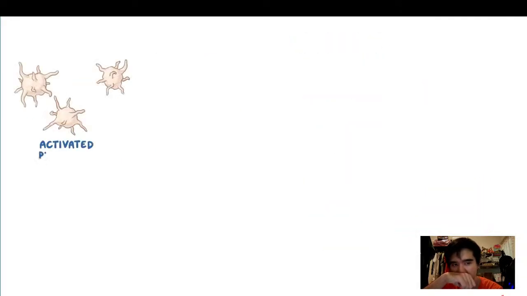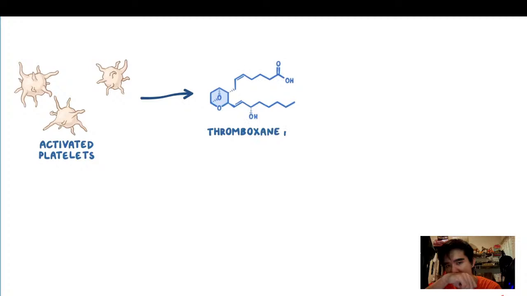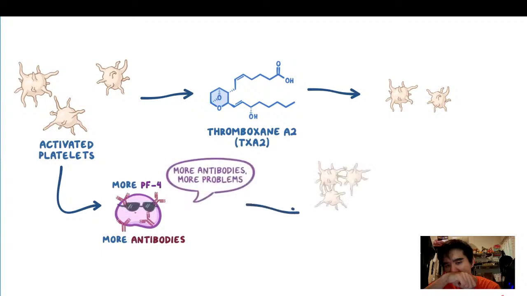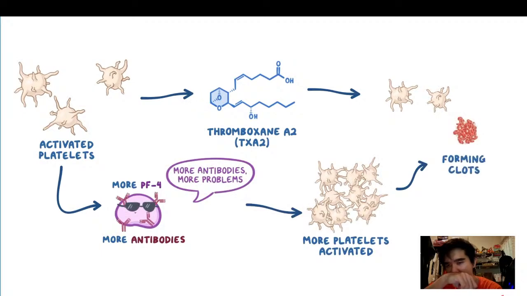The activated platelets release procoagulant chemicals like thromboxane A2, or TXA2, which causes other platelets to activate. At the same time, the original platelet will also release more PF4s, so more antibodies will bind and keep it activated. These events lead to more and more platelets getting activated, and they start forming clots throughout the body. This way, a lot of the remaining platelets also get consumed, which results in a low platelet count.